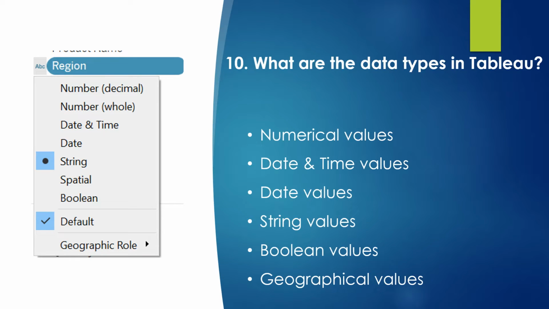The 10th question is what are the data types in Tableau? So in Tableau, we have 6 types. We have numerical values, which, as you can see here, can be decimal or whole numbers. We have date and time values, which means that we will have the date and the time with hours, minutes, and seconds. Then we have date values, only the year, the month, and the day. We have string values, Boolean values, which can be true or false, and we have geographical values.